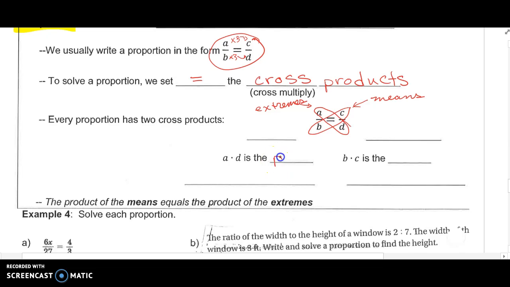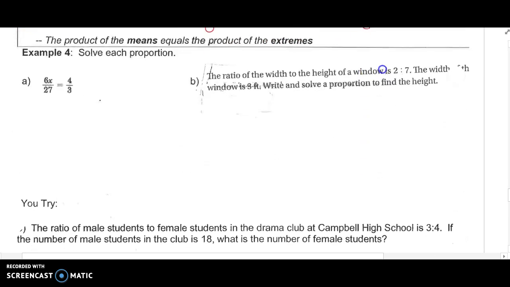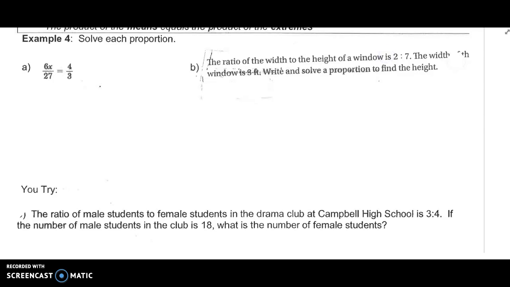A times D is the product of the extremes, and B times C is the product of the means. And so sometimes you'll hear another way of saying you cross multiply is you say the product of the means equals the product of the extremes. So, this extremes was just supposed to go there, and means supposed to go there. All right, so you guys have done this before.